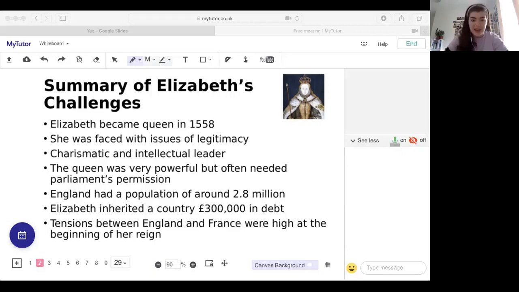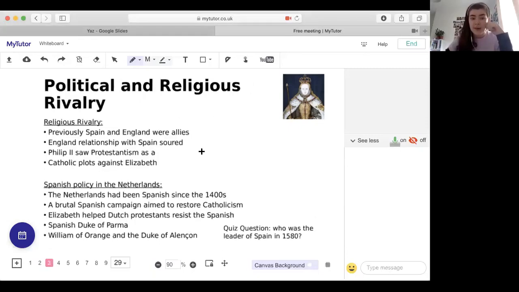So this is where the Spanish Armada comes in. Today we're going to be looking at the rivalry between England and Spain, the Netherlands and Cadiz, the lead up to war, the Armada, and then the consequences of the Armada. To kick it off today, we're going to be looking at rivalry. First up, political and religious rivalry.